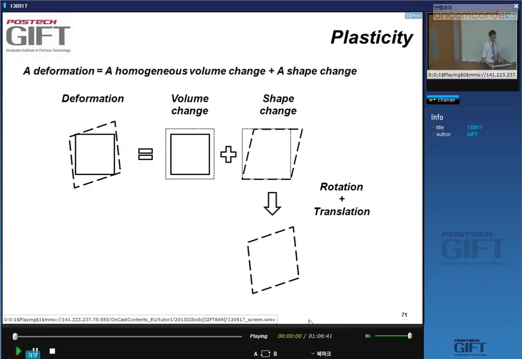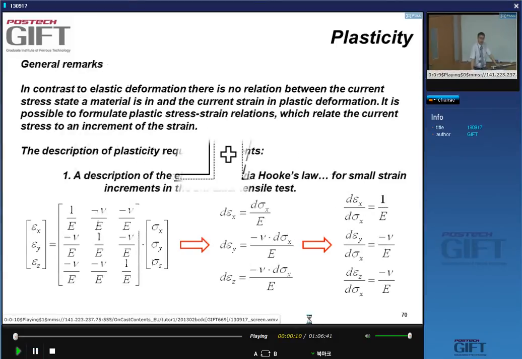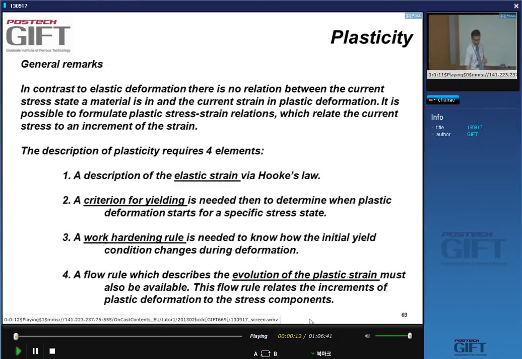So, good morning. Last lecture, we talked about plasticity and how, to have a theory of plasticity, we need 4 elements. First of all, an element that describes the elastic stress-strain relation. So we know we have Hooke's law for that. We need a criterion for yielding.